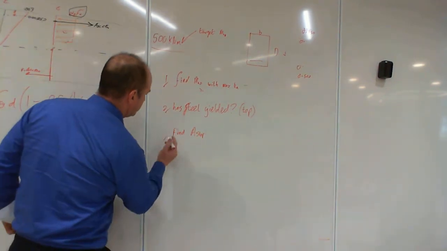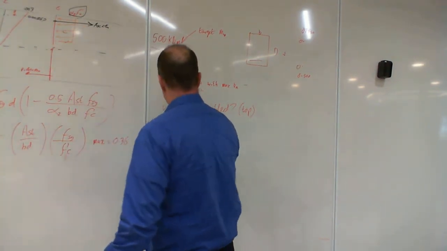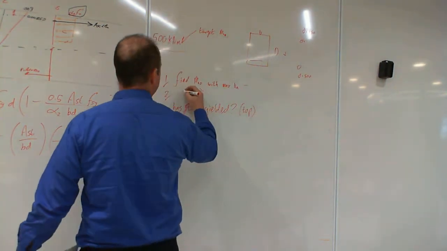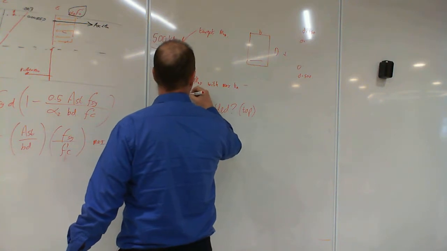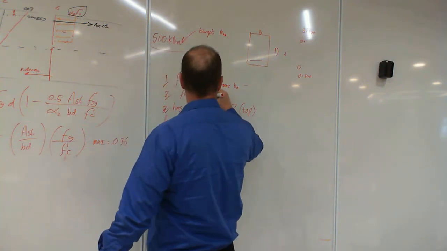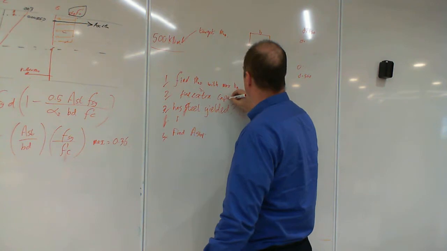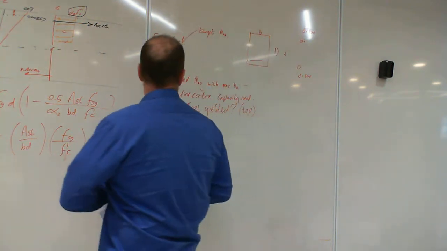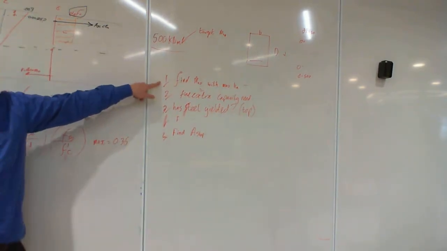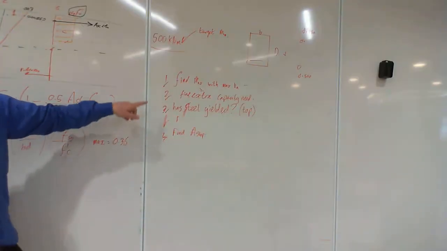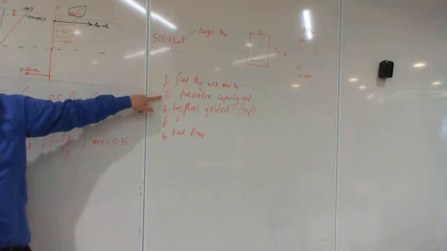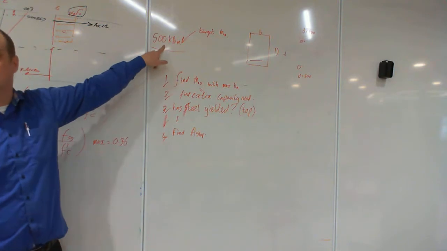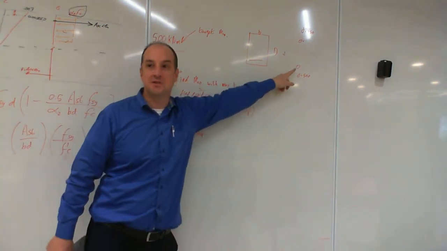Let's make that step 4. Actually, no, that'll be step 3. Let's do this. Find extra. All right, so step 1 was find the Mu naught with the maximum Ku. That's what the concrete beam can carry. Step 2, find the extra capacity needed. So in our example, if we had 500 and that does 350, we need an extra 150. And we've got to find that from this secondary steel beam.